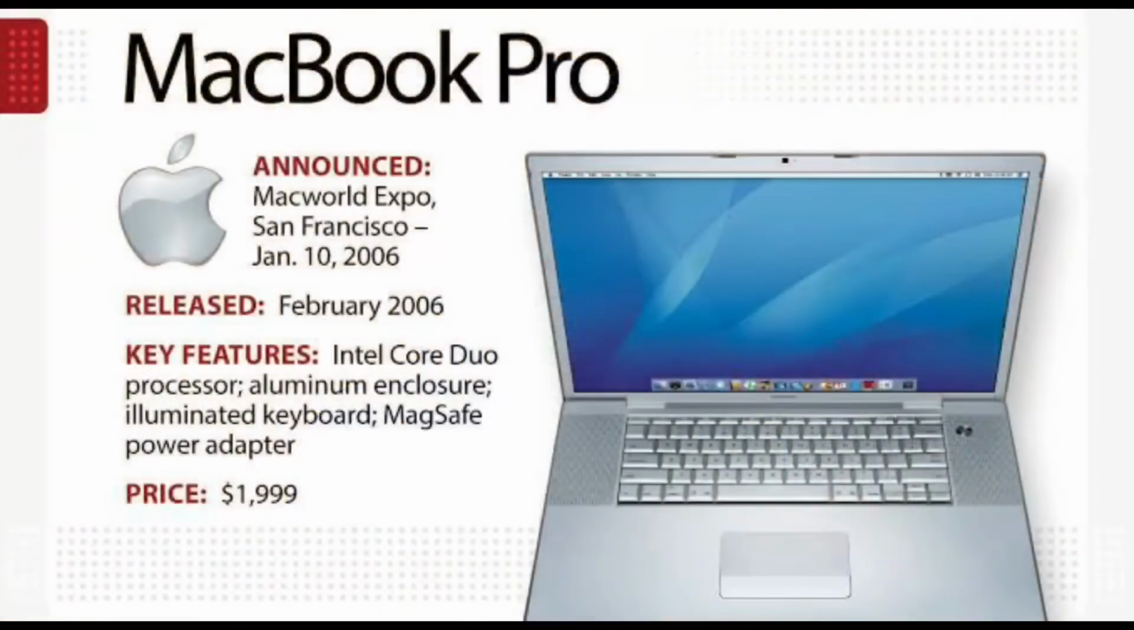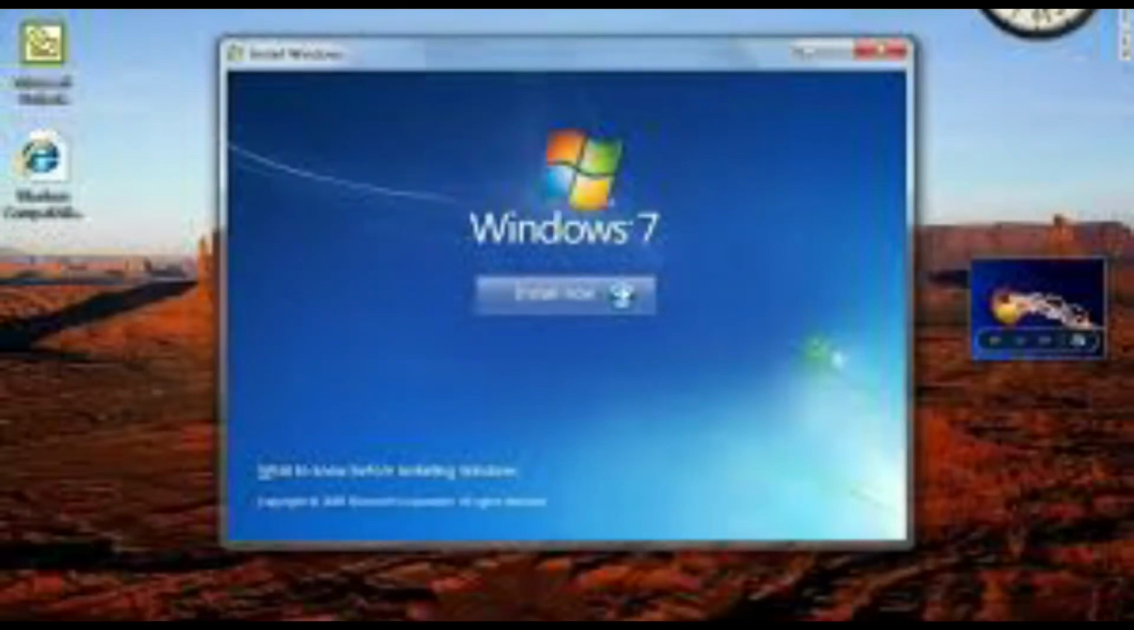Then in 2006, the MacBook Pro from Apple hits the shelves. The Pro is the company's first Intel-based dual-core mobile computer. In 2009, Microsoft launches Windows 7 on July 22. The new operating system features the ability to pin applications to the taskbar and to minimize other windows by shaking one window.